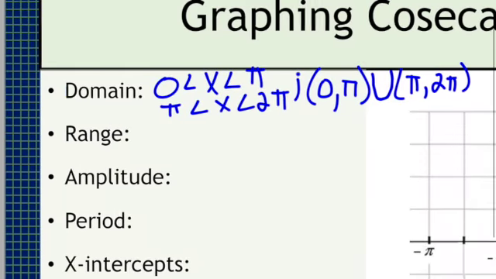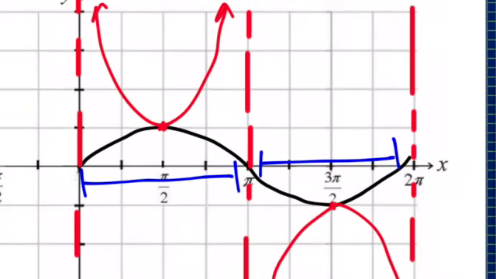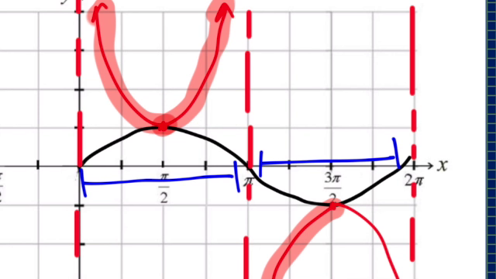For the range, the range of your y values, right now I'm only looking at the graphs in the red, right? I'm not looking at the black, I'm not looking at the parent function of sine. I'm only looking at this piece, this piece, this piece, and that piece. So think about what the y values are. Here's 1, and then here's -1, right? Doesn't the graph go above 1, and doesn't the graph go below -1?